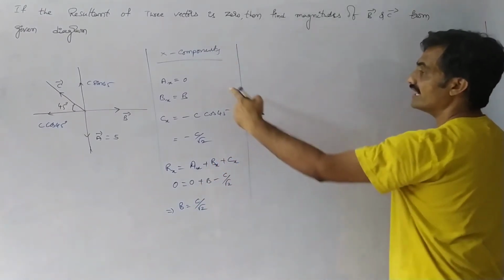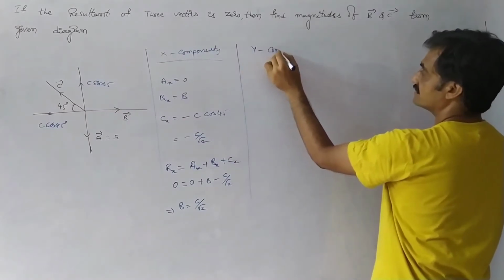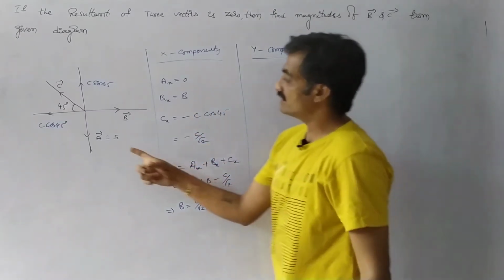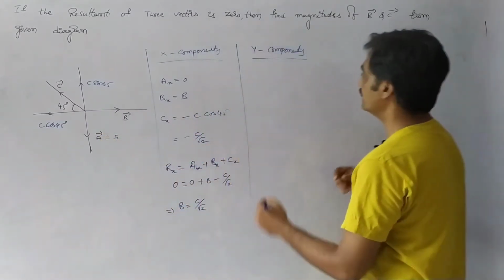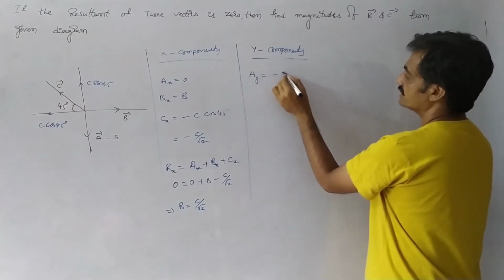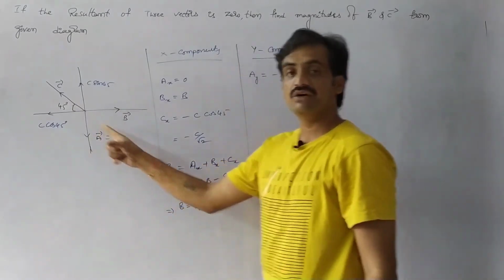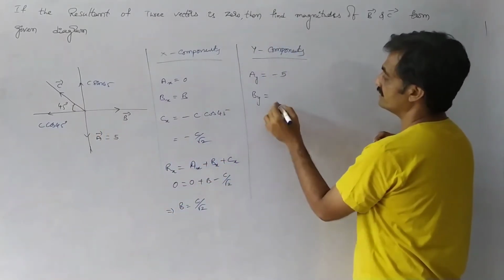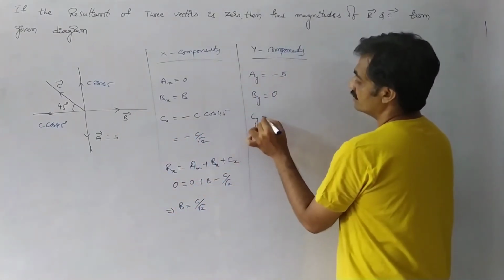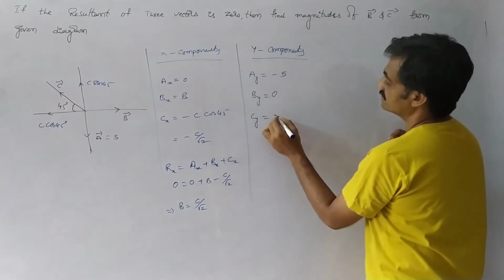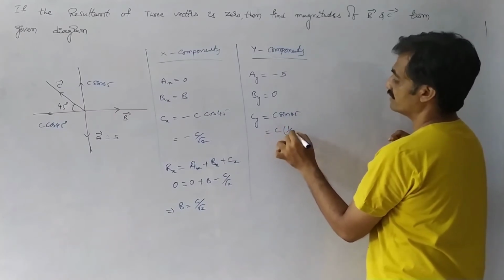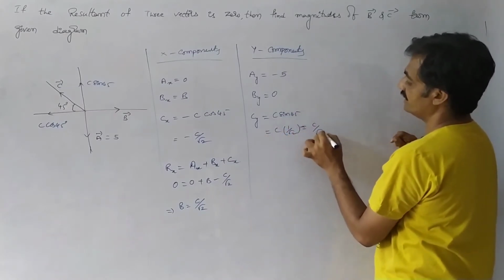Now we have to write the y components of the given vectors. Observe that the component of vector A along the y-axis, A suffix y, equals minus 5. Why? Because it is acting along the negative y-axis. The y component of vector B is 0, because it is along the x-axis. And the component of vector C along the y-axis is C sin 45. And here we know that sin 45 is nothing but 1 by root 2, so we can write it as C by root 2.